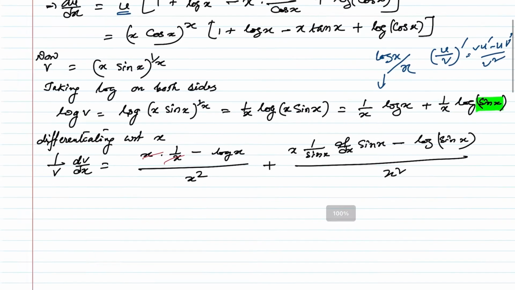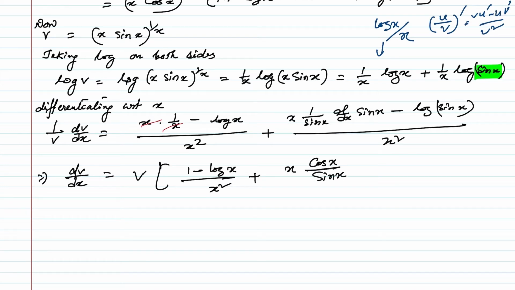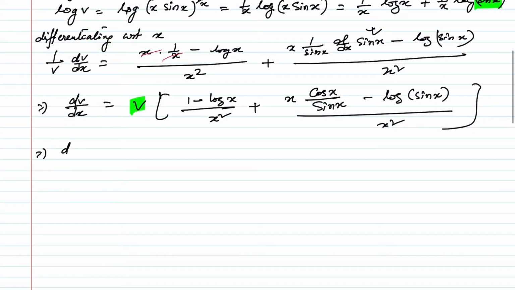So what we are going to have is dv by dx is equal to v into (1 minus log x) by x square, plus x, derivative of sin x is cos x, so we will get cos x by sin x, minus log of sin x by x square. Now replace this v by its value.